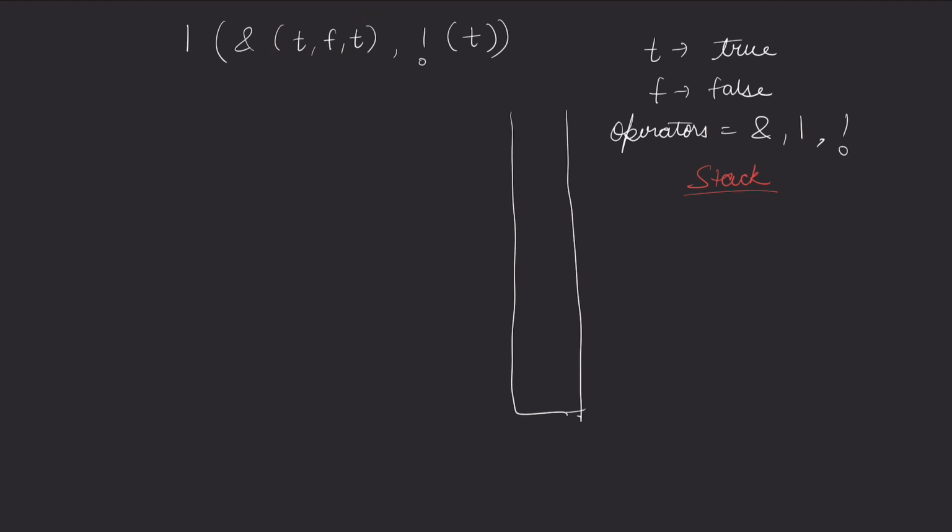So what you will do is, you will start from the beginning and check what the current character is. This current character is an operator, which is logical or. So we will push this inside our stack. Okay. Now next is an opening bracket. So we'll push this inside.